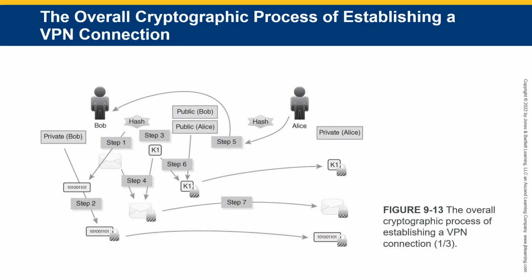So the overall cryptographic process of establishing a VPN connection can get quite complex here. We start with step 1, where Bob uses Alice's public key. He has his private key there, creates the message, and sends it to step 2 with the hashing, and it gets sent over to Alice. Steps 3, 4, and 6 all get employed here, where the key is used to encrypt it.